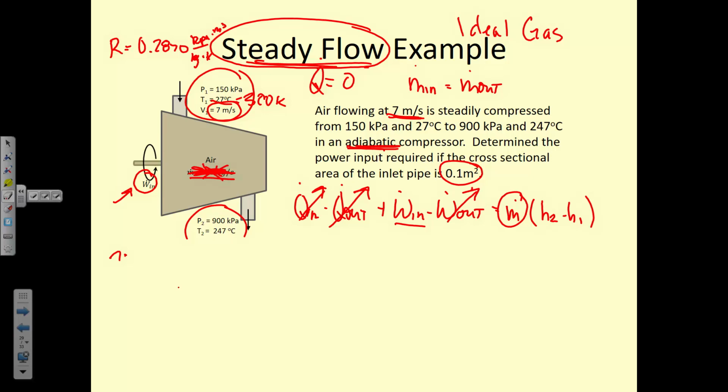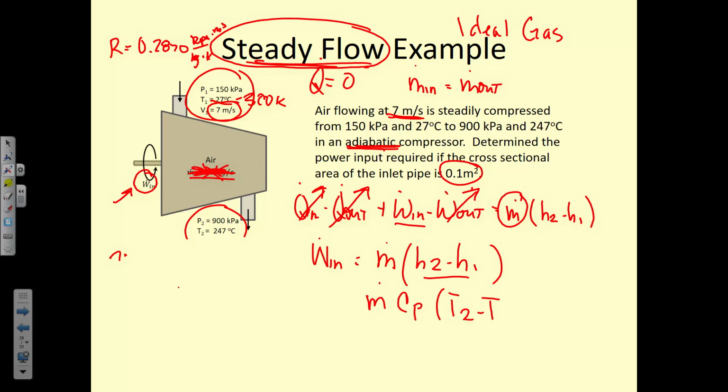So we're solving for W dot in, or the power input required. So W dot in is equal to m dot times H2 minus H1. And how do we find H2 and H1? Yeah, so we can use C sub P delta T. So m dot times C sub P times T2 minus T1. So if we want to find this average C sub P, what are the two different ways to do it?